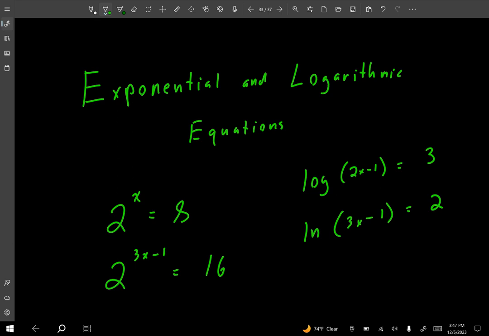In this one, we are going to be talking about exponential and logarithmic equations. What I mean by that are equations that have either your variable up in the exponent, like that, or where your variable is kind of trapped inside a logarithm, whether it's a regular logarithm or a natural logarithm, something like that.